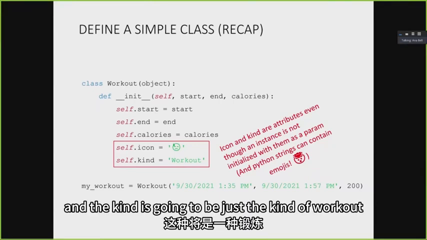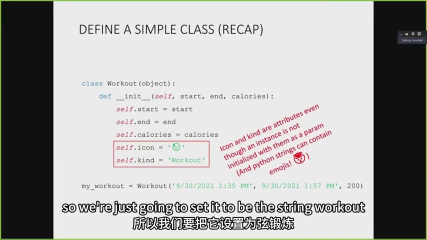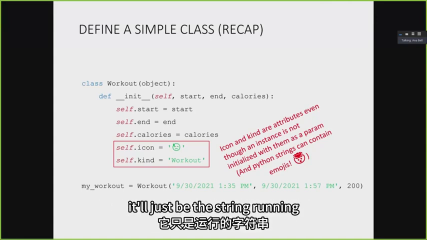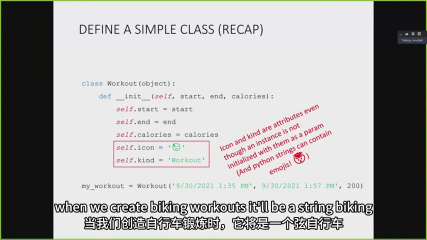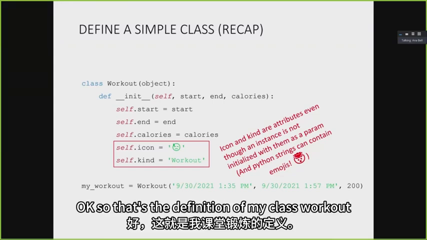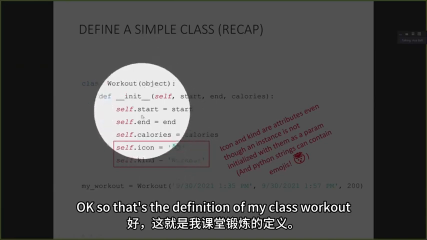And the kind is going to be just the kind of workout. So we're just going to set it to be the string workout. When we create running workouts, it'll just be the string running. When we create biking workouts, it'll be a string biking, right? Whatever you want it to be. And we're going to see where these show up later on. Okay, so that's the definition of my class workout.